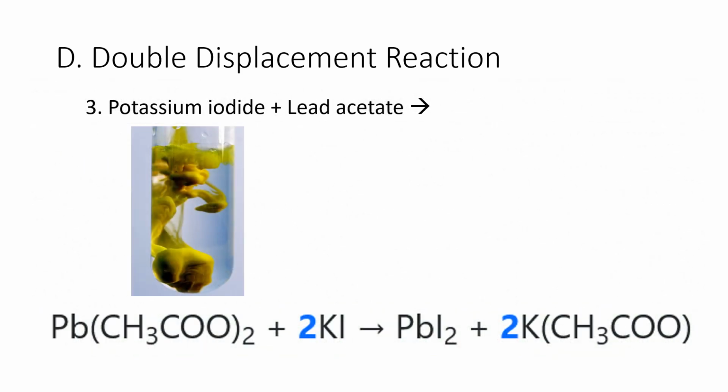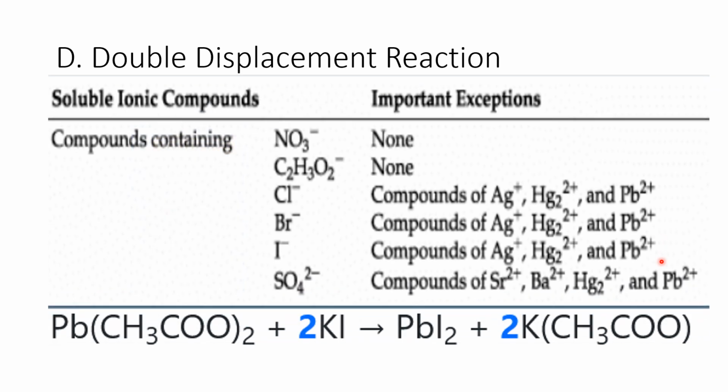Next reaction involves potassium iodide and lead acetate, and there is formation of yellow precipitate. Tanawa na to ang solubility table. Iodide. Okay. Soluble ang iodide except when they are iodide of lead. Kaya ito yung yellow precipitate, lead iodide. Ito naman, potassium acetate, asa ito. Is this soluble or insoluble? Dira ang acetate. Walang exception. Okay, so potassium acetate remains in solution. This one is the precipitate.